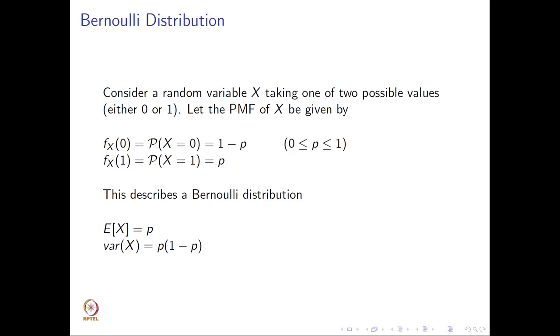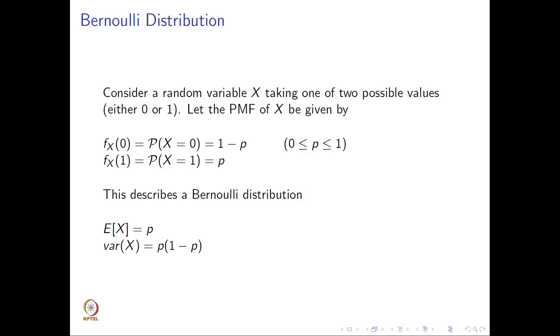Consider a random variable x taking one of two possible values, either 0 or 1. Let the PMF of x be given by f x of 0 is equal to the probability that the random variable x takes on a value of 0 equals 1 minus p, where p lies between 0 and 1, and f x of 1 equals the probability that the random variable x takes the value 1 equals p. Here p is the parameter associated with the Bernoulli distribution. It generally refers to the probability of success. So in our definition, we are assuming that x equal to 1 indicates a successful trial and x equal to 0 indicates a failure.